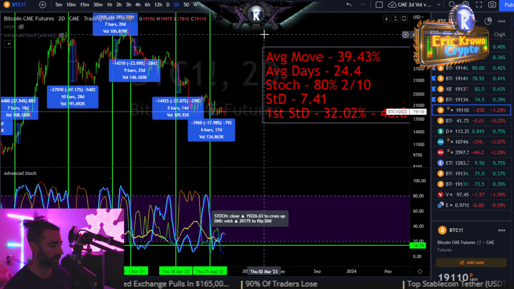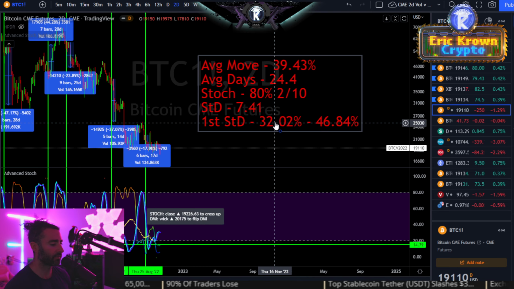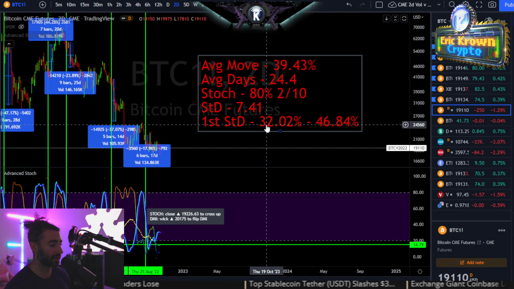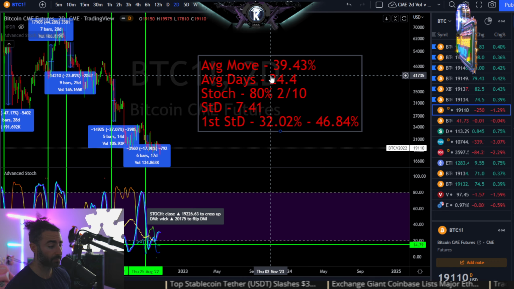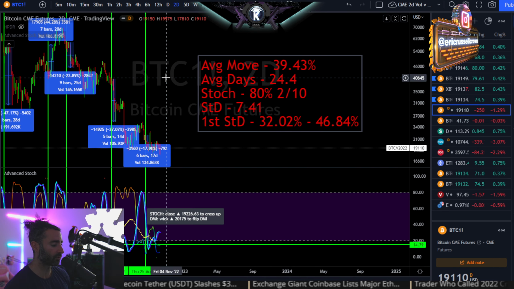And we're also going to look at another higher timeframe as well. If we were to reference the first standard deviation, it would actually give us a range between about 32% all the way up to almost 47%. So quite big numbers right there.